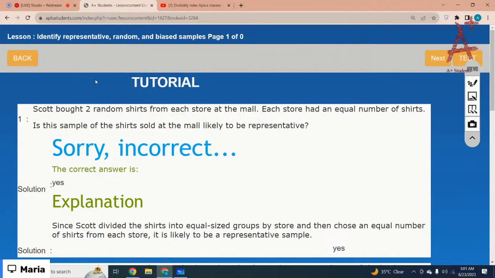Yes. Why? Since Scott divided the shirts into equal sized groups by store and then chose an equal number of shirts from each store, it is likely to be representative data. He divided the shirts into equal numbers by stores, and from each store he has an equal number of shirts. So that is the representative sample, right?